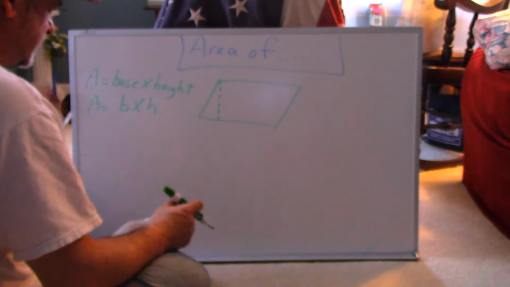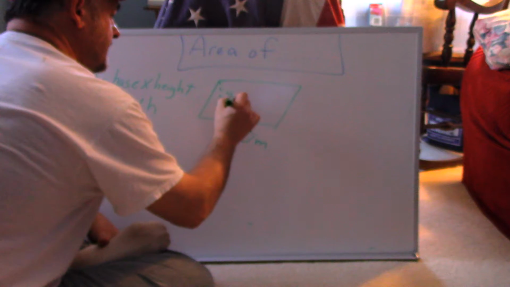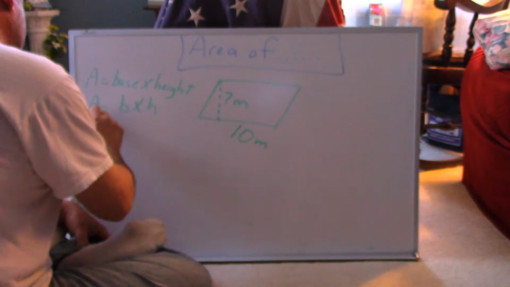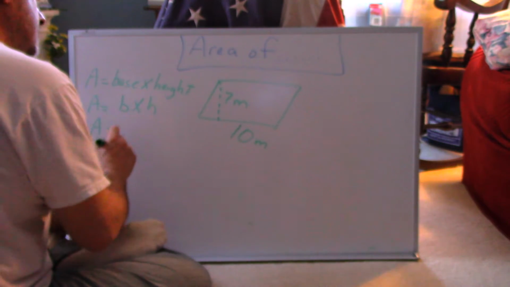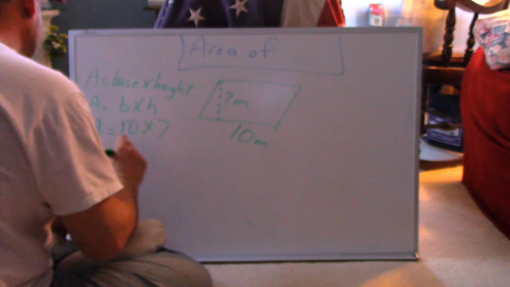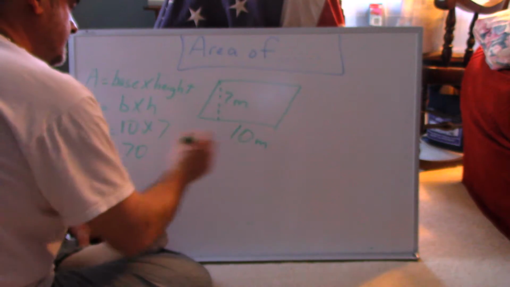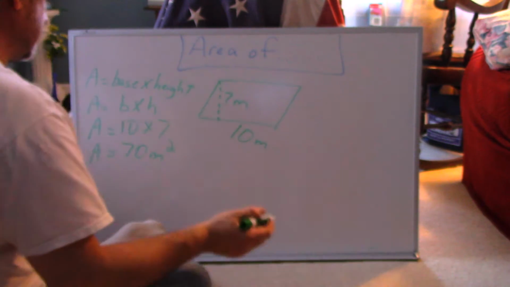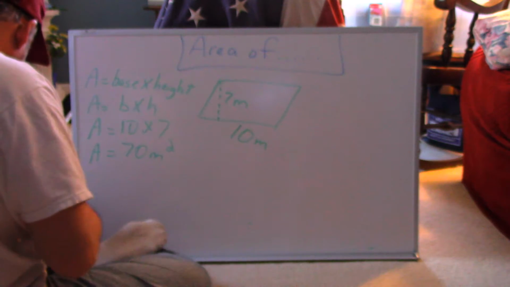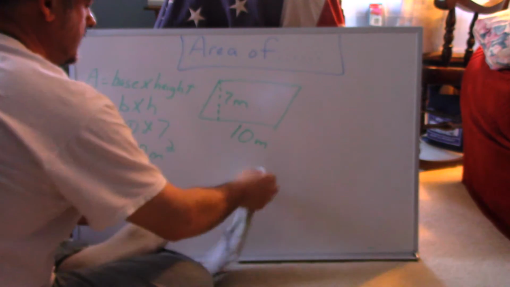Aha! This is an easy one. 10 meters, 7 meters. So then area equals base is 10 and height is 7. So then 10 times 7 is 70 meters squared. I mean, that's a real easy one, okay? A real easy one. Let me do another one. A little harder. Let's do a harder one.